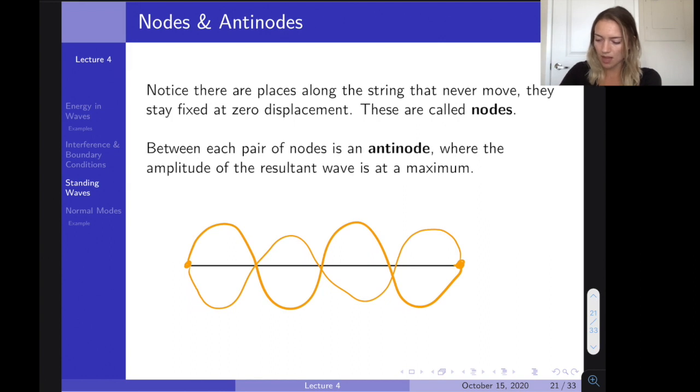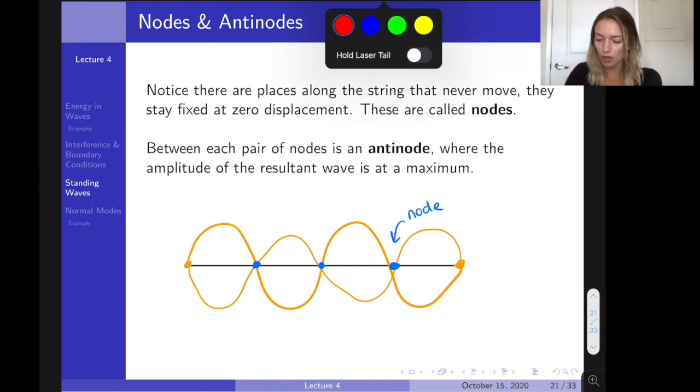And this is called a node. So each one of these points that are not moving is called a node. So this is a node, this is a node, this is a node. These two endpoints are nodes because they're not moving. If the displacement throughout the oscillation of the standing wave is 0, it's a node.